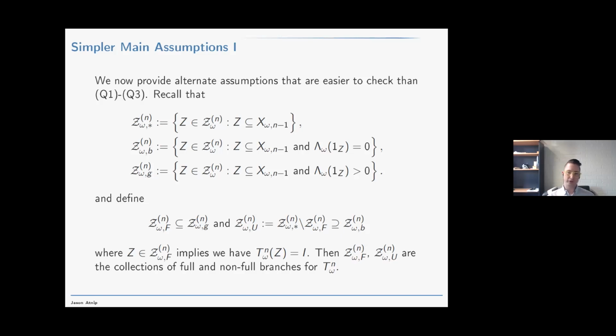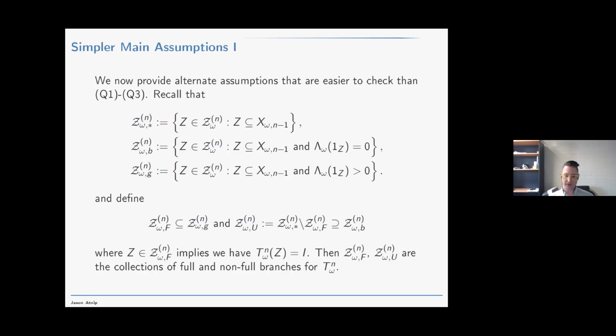And so what I want to look at is, instead of these good intervals, I want to look at all of the full branches. So I'm going to construct this z omega F to be the subset of our good intervals that are full branches, meaning that T omega n of z is going to be equal to the entire unit interval I. And then we'll let z omega U be the set of all non-full branches.